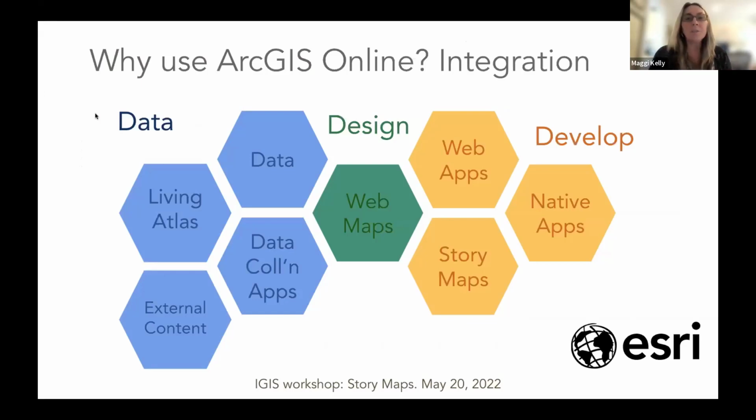So ArcGIS Online is, like I said, a cloud-based platform, and it's really come a long way in the last few years. It provides access to tons of data. You can have your own stuff. You can pull stuff from Esri's Living Atlas. You can pull stuff from external content. You can pull data from data collection apps. So all sorts of support for data. There's nice ways to design your end product. And then there's lots of ways to develop these websites. So this data, design, develop, it's all within Esri, and it's pretty powerful.